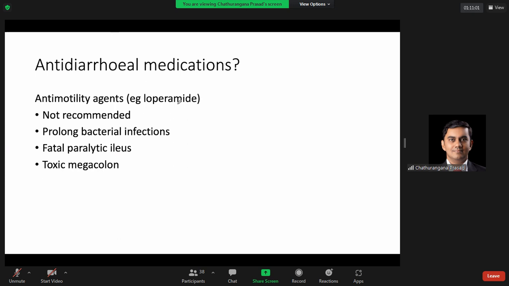A little bit about antidiarrheal medicines. As I said, we never prescribe antidiarrheal medicine, with drugs like loperamide, for acute diarrheas.